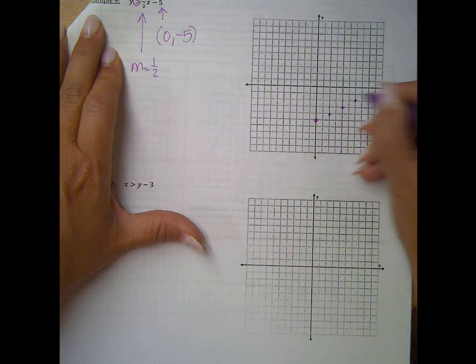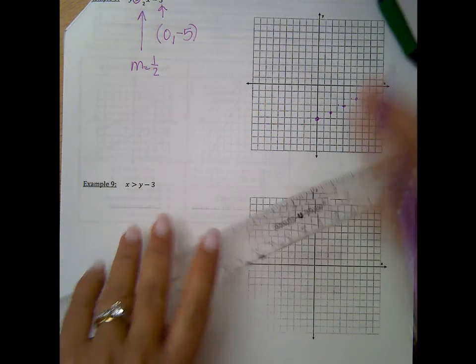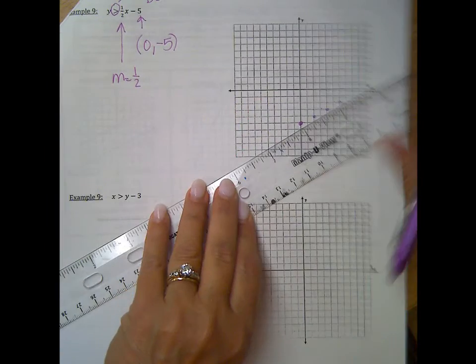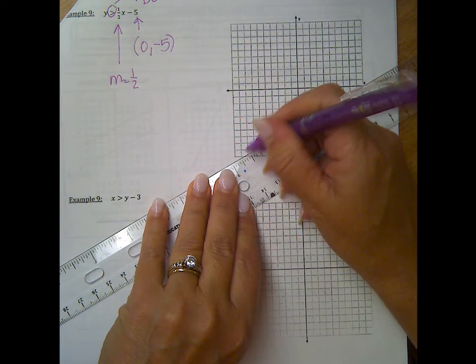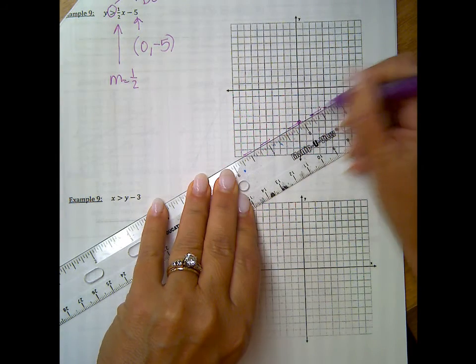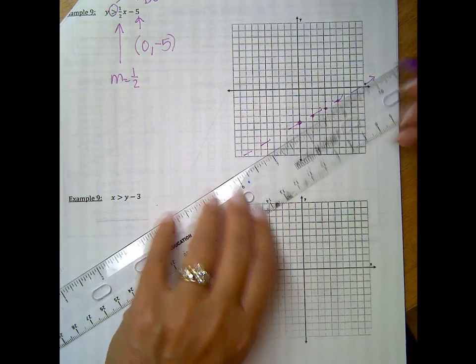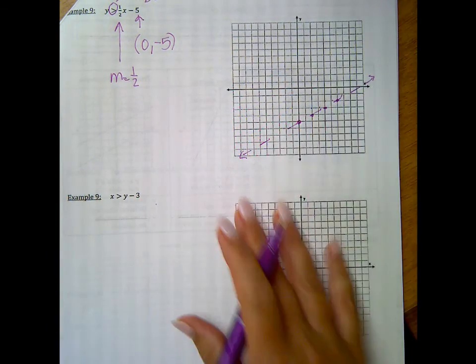This is supposed to be a dotted line. So I'm going to dot it. Dot, dot, dot. Still goes forever. Now I'm going to do my test.